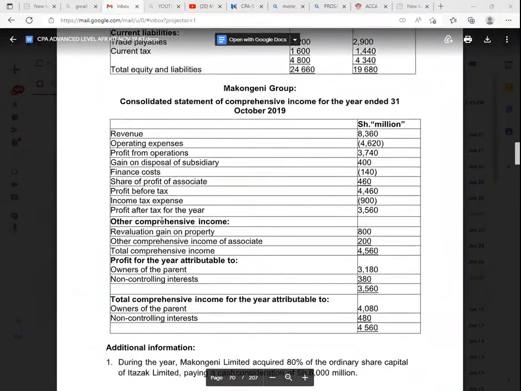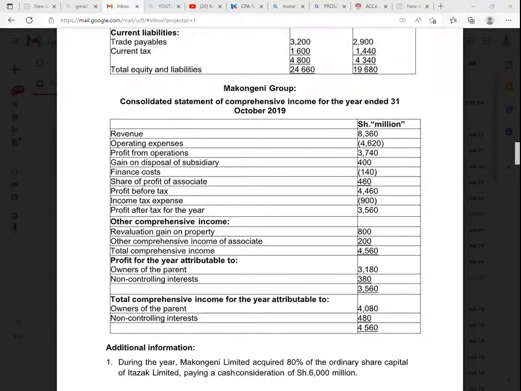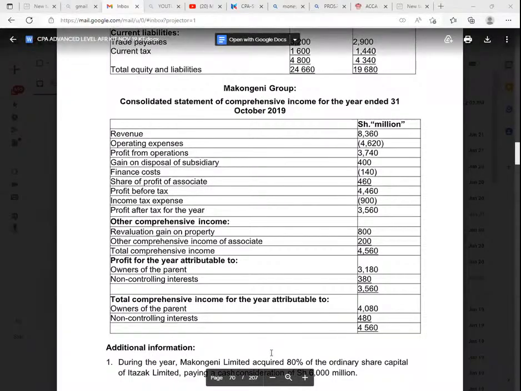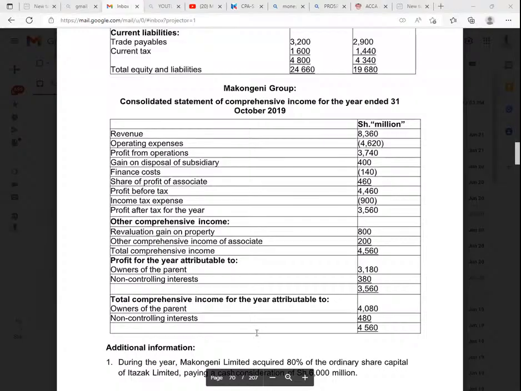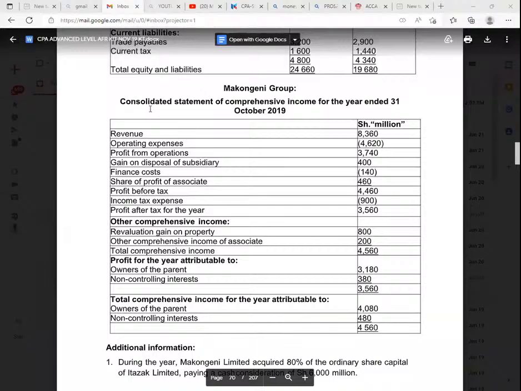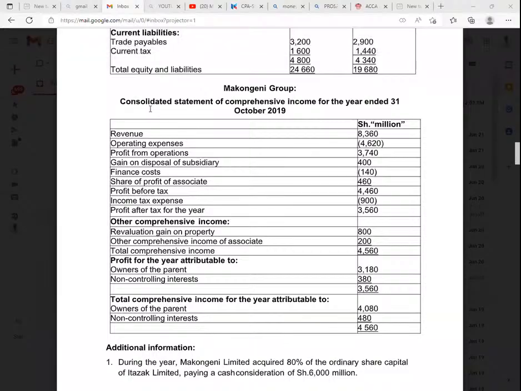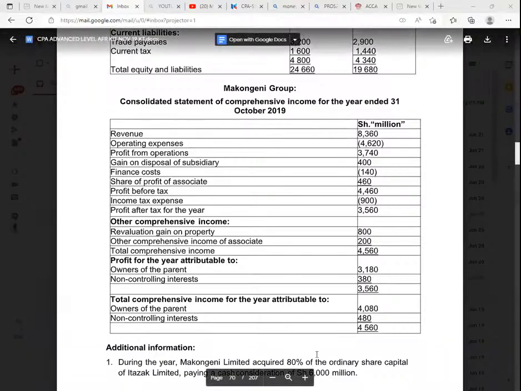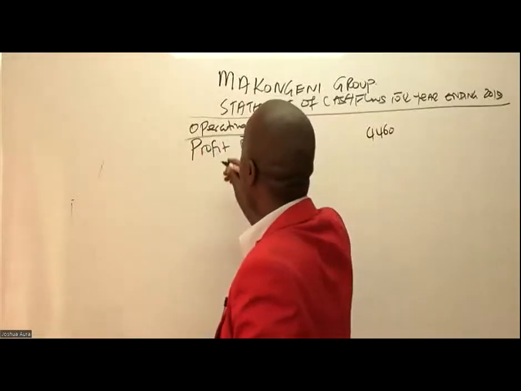Go back to the income statement. Profit before tax. What figure am I seeing here? Is it 4460? Profit before tax, 4460, thank you very much. The first thing that I'll add back is the finance cost. I have only 20 minutes, but I'll be able to finish this very well. So add the finance cost.